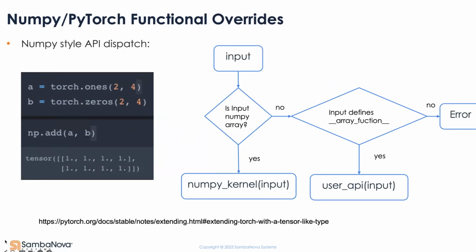So moving further into SambaFlow and how it works, you all might be familiar with the NumPy PyTorch functional overrides, wherein if you provide an input to a torch function and those inputs are NumPy arrays, Torch will pass through and call the NumPy function that works for those inputs. So you see a graph here that works like that. Input comes in, is it a NumPy array? Yes, well then call the NumPy kernel on that. If it's not, then is there an array function defined for that input? If so, use the user API. And if none of those are true, well, error. This is a similar flow to what SambaFlow implements for PyTorch.